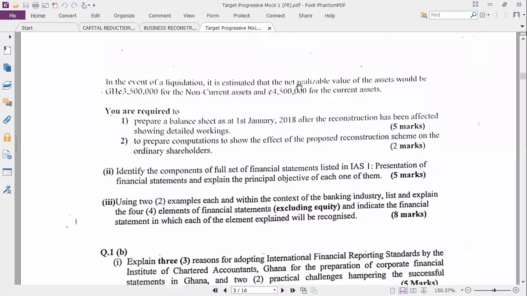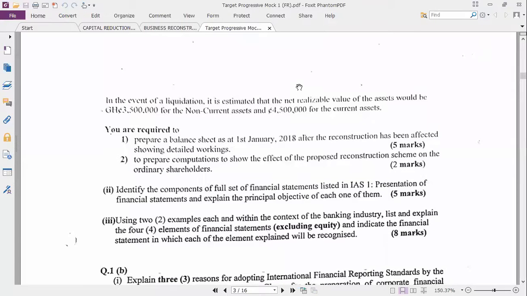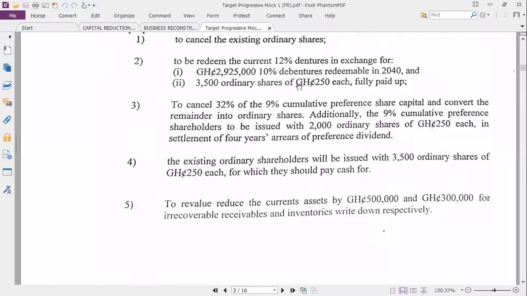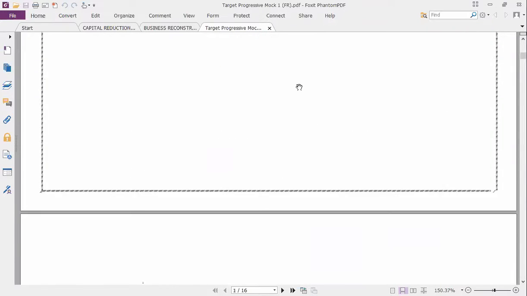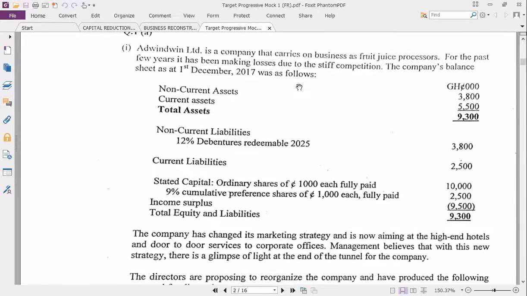Okay, so that's the end of the game. And then immediately check the income surplus. It must be written off. Whether the examiner informed you or not, write it off. Income surplus must be what? Written off. So let's go to the face and pick the income surplus and write it off.